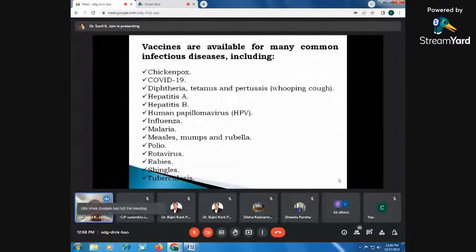Polio is already eradicated from India also. So many vaccines are available, and vaccine development is also very much coordinated. We will discuss in the next few slides what the role of nanotechnology is in developing vaccines also.